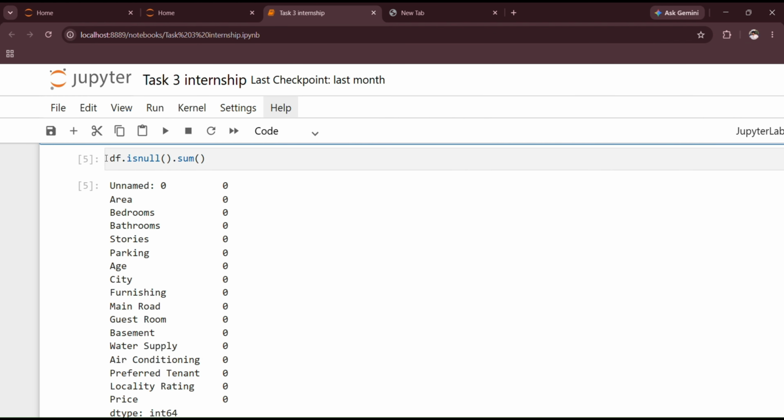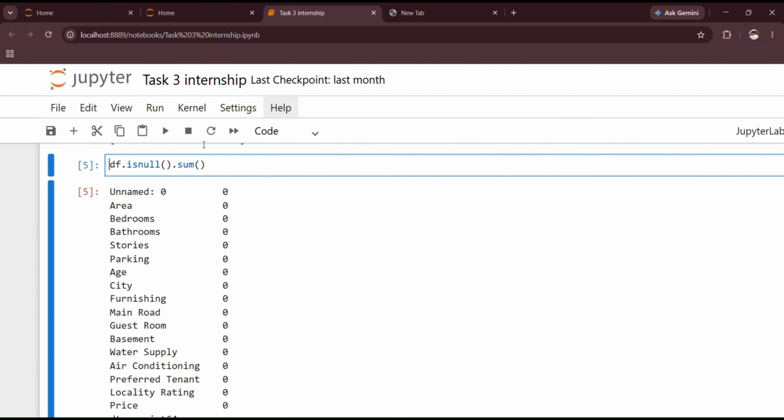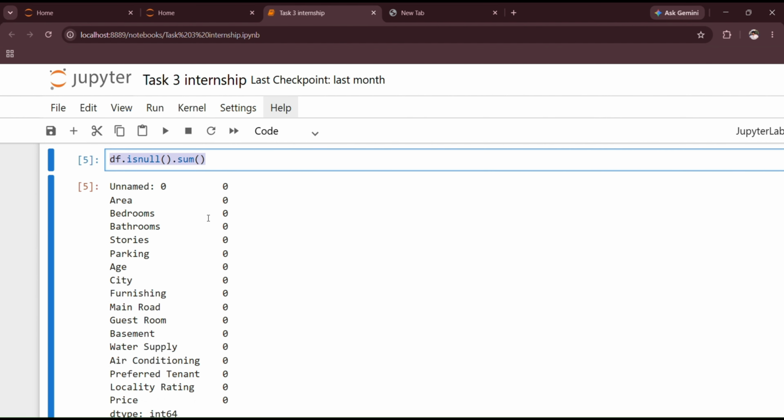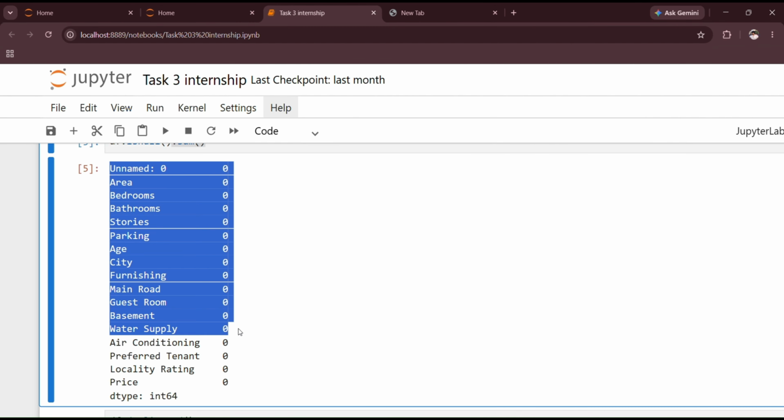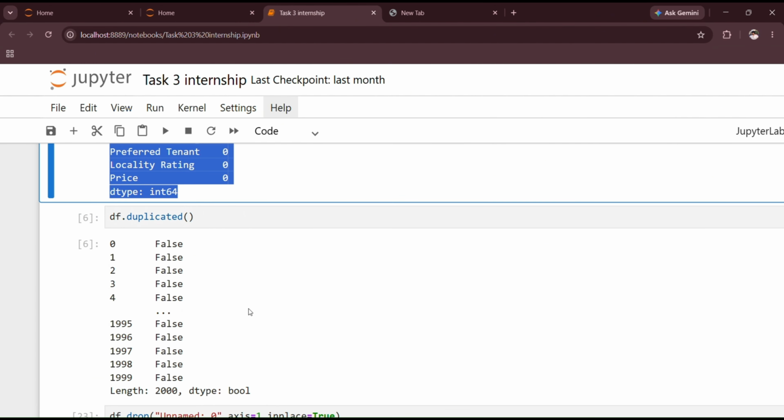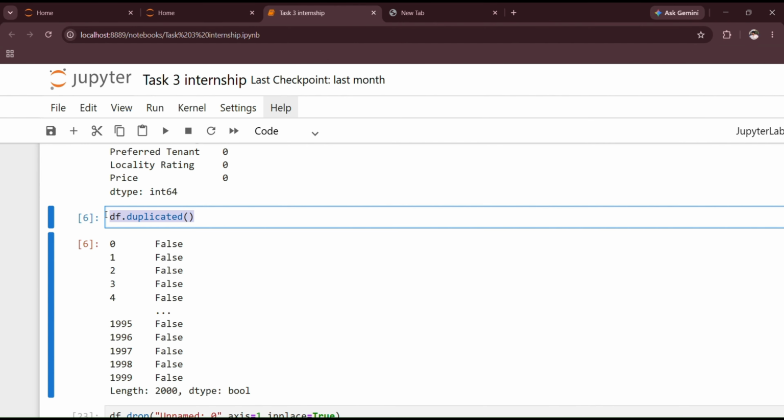Even though we cleaned the dataset in the previous video, it's always good practice to verify that no missing values remain. We use isnull().sum(). Here, isnull checks every cell for missing values and sum counts how many missing values are present in each column. The next step is checking duplicate records. Duplicate rows can affect our analysis by counting the same information multiple times.